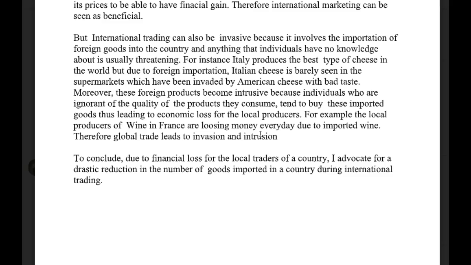So yeah, basically a lot of it is off topic. That's the first problem. And the second problem with this is that the vocabulary is really repetitive. All right, you have to vary it up a little bit.